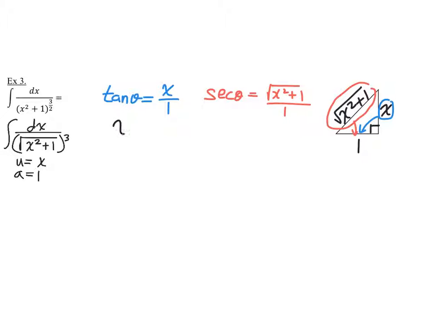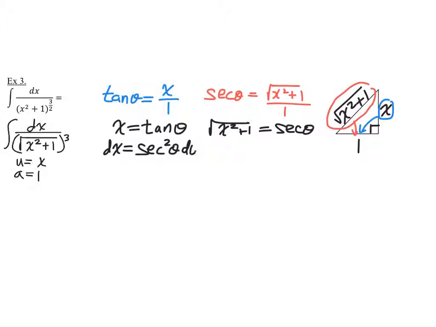So you could just think of it as x equals the tangent of theta. So I'll just rewrite x equals tan theta. You can think of it as the square root of x squared plus 1 is equal to the secant of theta. Now I just need a dx, which I would get by taking the derivative of the x equation. So dx would be equal to secant squared theta d theta. So now I have all the ingredients, ready to rock and roll here.